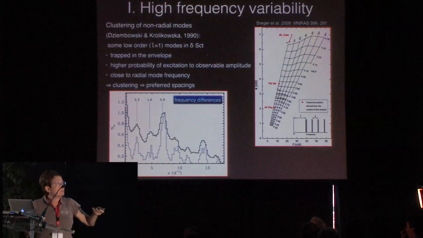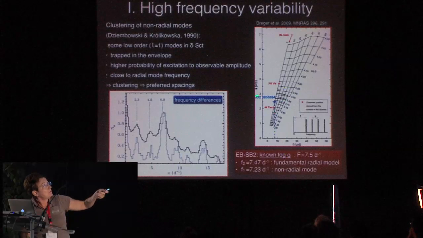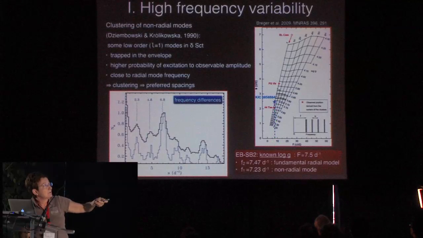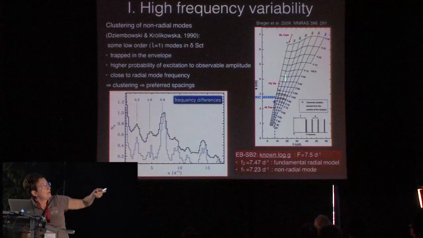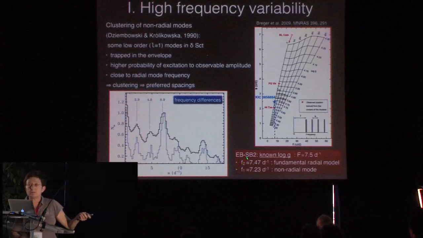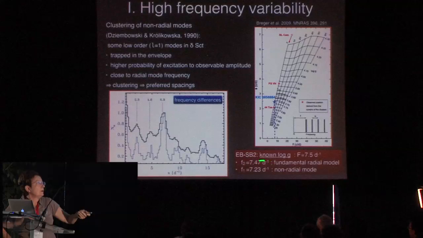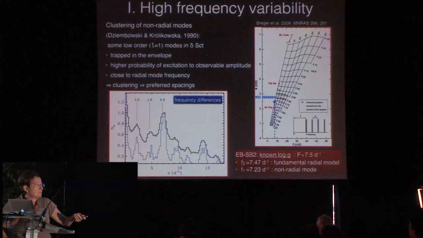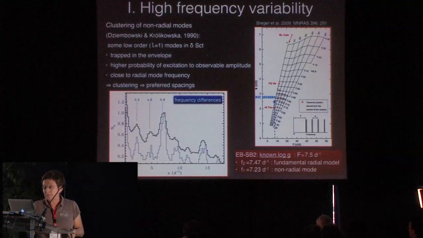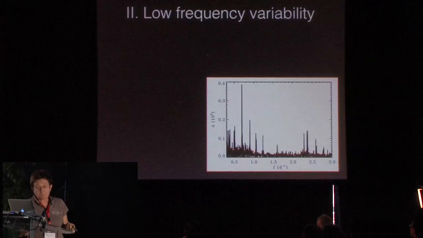But in our case, we can do the opposite. We have the gravity from the binary. So I can use this plot to put the spacing I find and the gravity I know, and then I derive what is, for instance, the frequency of the fundamental mode here, and this looks to be 7.5. So this is exactly around the second frequency we found. So we can tell that this is the fundamental radial mode, and the other frequency is the non-radial mode with a lower value. So this also comes from the binary parameters.